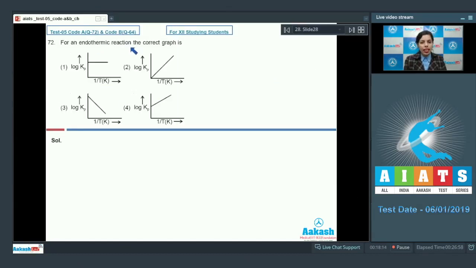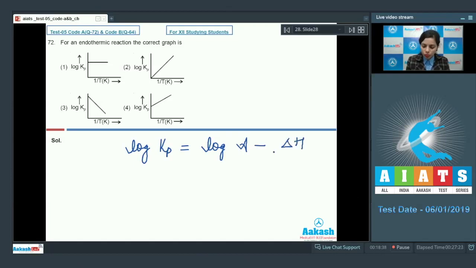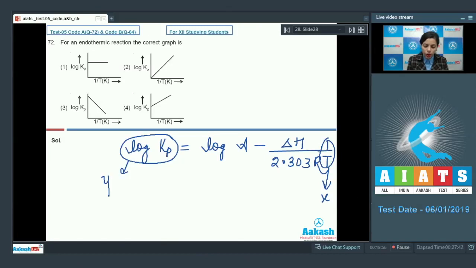Now, after this, let's take question number 72. For an endothermic reaction, the correct graph is... I'm just going to tell you the relation between Kp value and the temperature. There's a relation that states log Kp is equal to log A minus delta H upon 2.303 RT. This is the relation. And now, if you are plotting the graph between log Kp and 1 upon T, this you are taking at x-axis, this you are taking at y-axis.